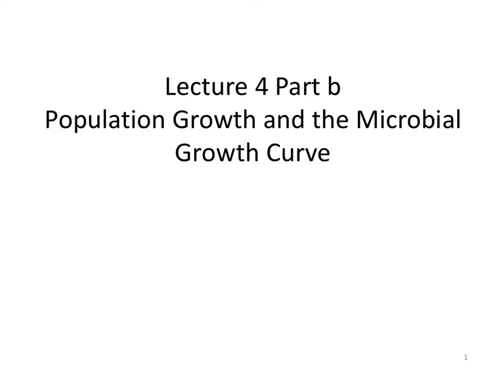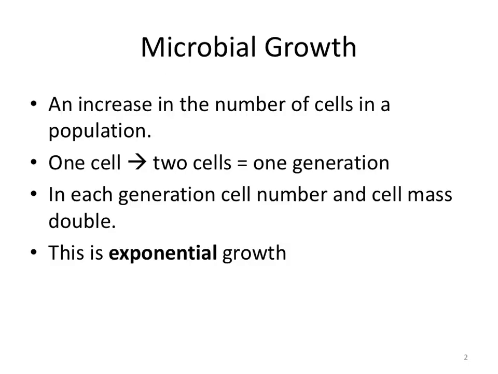Now we'll continue with Lecture 4 and talk about population growth and the microbial growth curve. Microbial growth is defined as an increase in the number of cells in a population. This means that one cell becomes 2 cells, and the time that it takes for this to occur is 1 generation. The same time would be required for 2 to form 4, and so on.